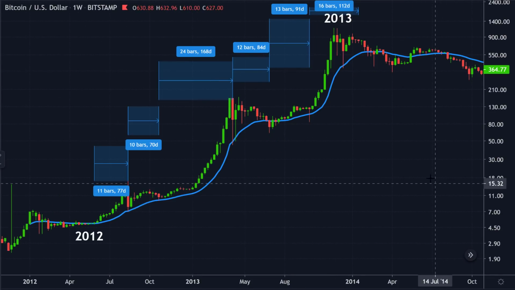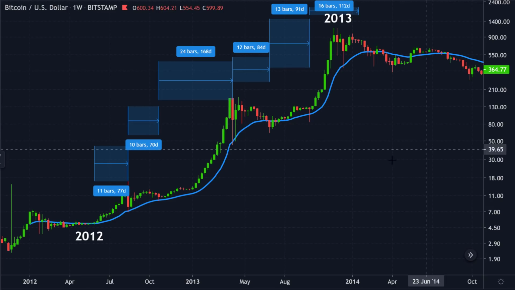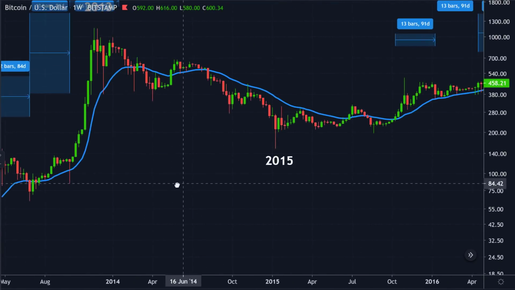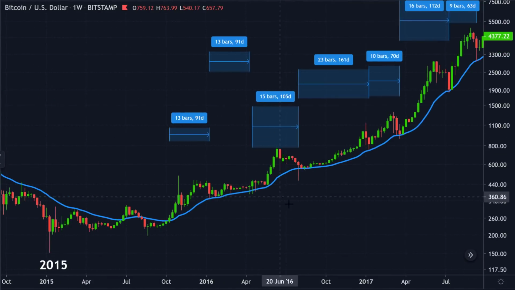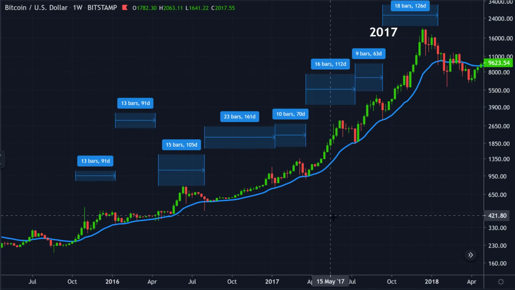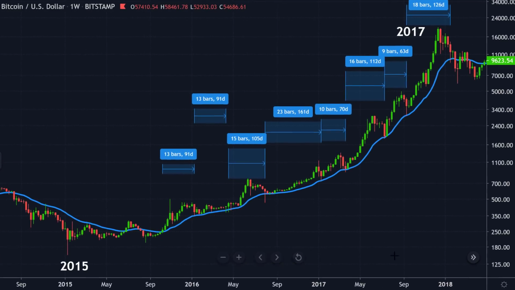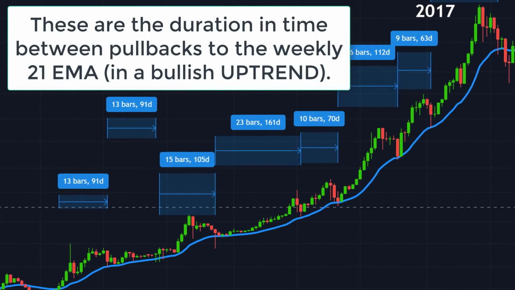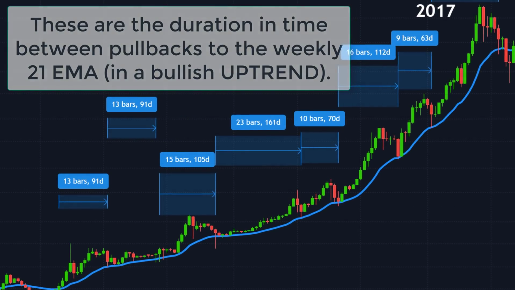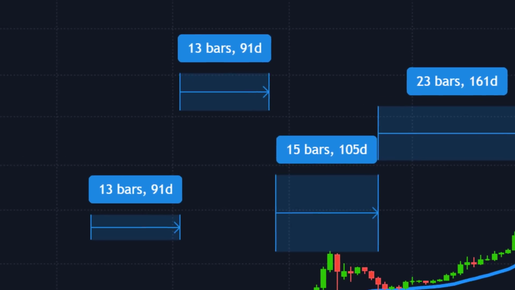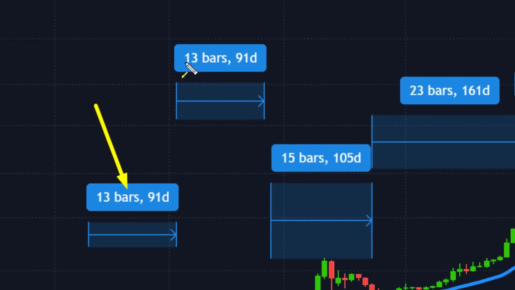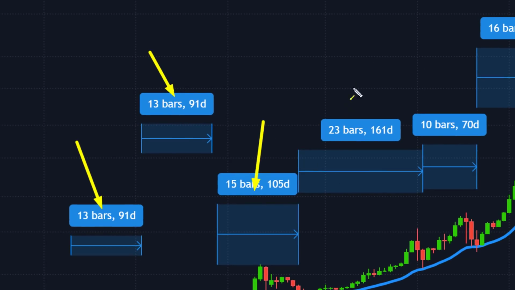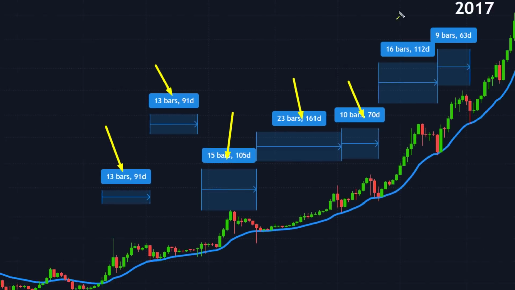Okay, now you're probably thinking, all right, so what can this tell us? The reason why this is very important and why it matters is because, as you can see here from my chart, what I've done is calculate for you the distance in time, the duration between the pullbacks. As you can see here in blue, these blue date ranges are telling us the duration in time between each pullback.